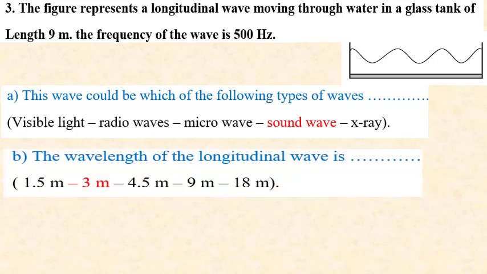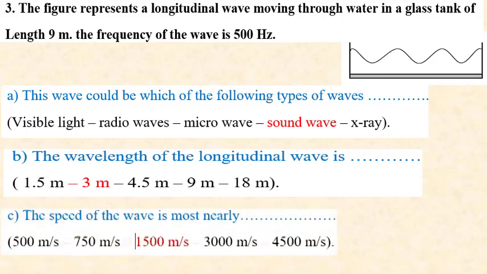Number 2, the wavelength of the longitudinal wave. I have told you that this shape consists of 3 waves. This is wavelength number 1, 2, and 3. The length of these 3 waves is 9 meters. So the wavelength of each one is 9/3, which will be 3 meters. Number 3, the speed of the wave. You know from the wave propagation law, v equals lambda times nu, or wavelength multiplied by frequency. Frequency is 500 and wavelength I got is 3, so the result is 1500 meters per second.